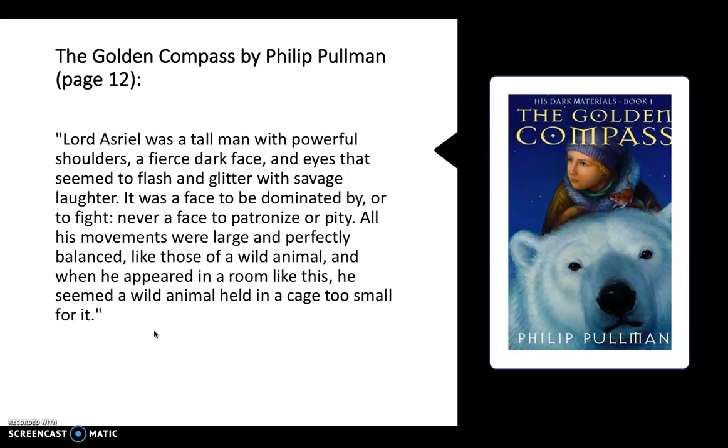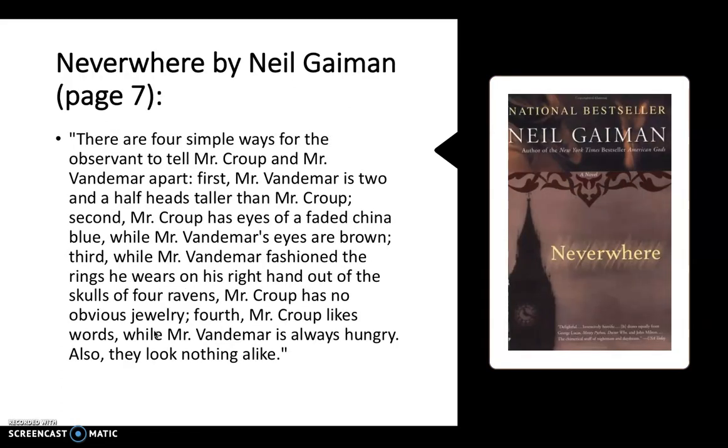All right. I hope you got your description written down and you're back with me. Let's go on to the second one. This one is from a book called Neverwhere. This will be Neverwhere's description of Mr. Croup and Mr. Vandemar. And here it is.